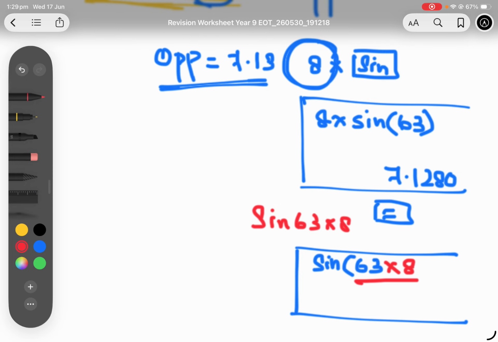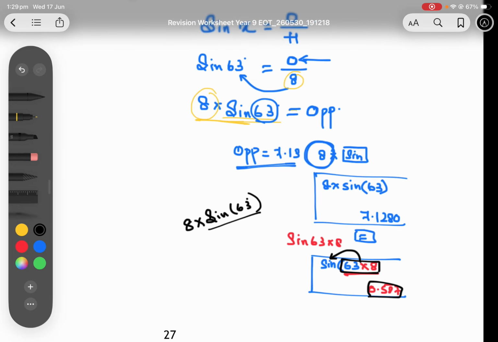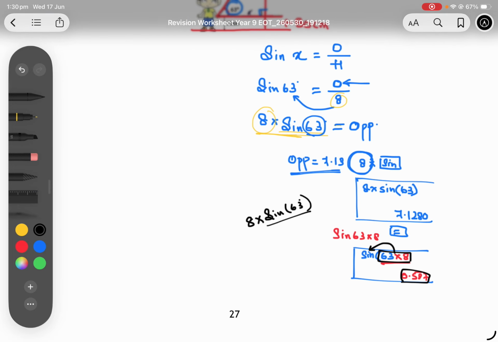The value would be sine 63 times 8. It would be completely different and it would become 0.587. What did your calculator do? It first multiplied these two values, then it found the angle for it, and this is the angle it would get. So that is why you always write the number first, and then you write the sine, and then you write the angle here: sine of the angle, cos of the angle, or tan of the angle. This is what you do.